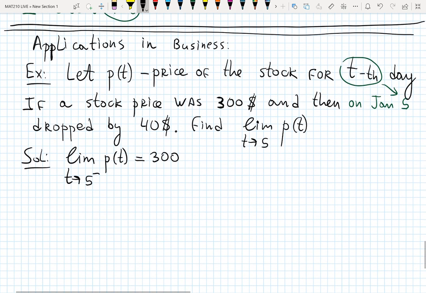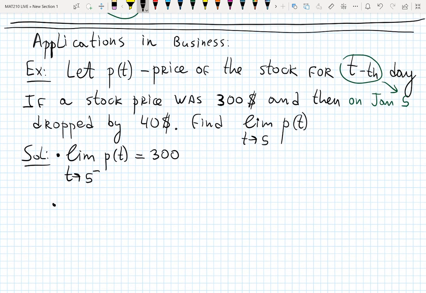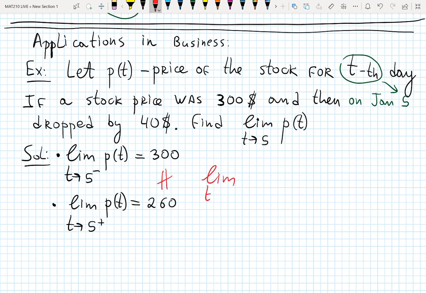Make sense? Now let's find what's happening on the right. T approaches 5 from the right. P of T is, it dropped by $40, so now it's $260. Make sense? Then you can say, well, those are not the same. So you can say that the limit when T approaches this day 5, P of T doesn't exist. Doesn't exist.